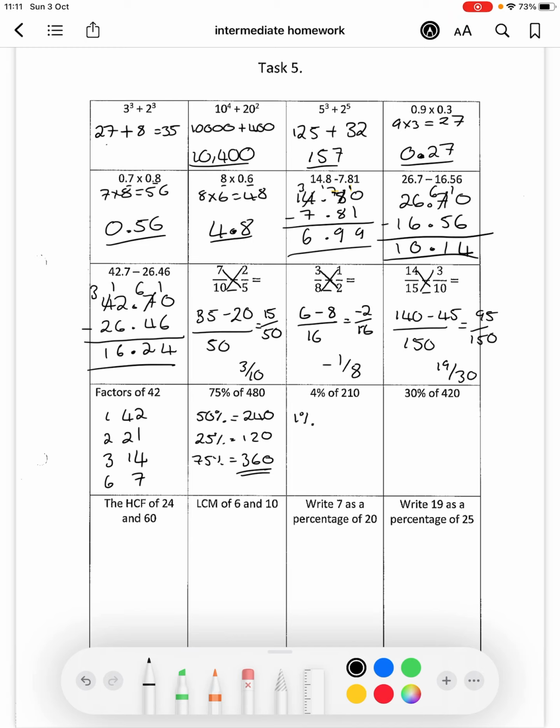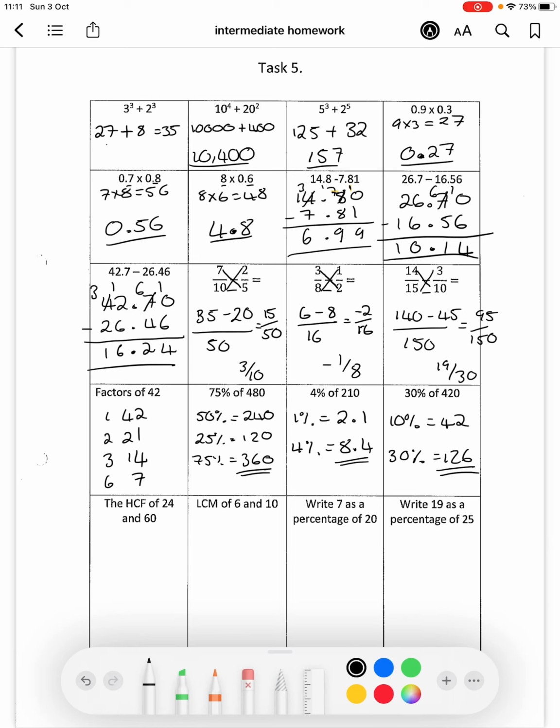4%, so if we first do 1%, so 1% is divide your number by 100, so that's 2.1. We can jump straight to 4% by timesing that by 4, which is 8.4. 30%, if we do 10% first, so 10% is just divide your number by 10, so that's 42. We can jump to 30% by timesing that by 3 to get 126.